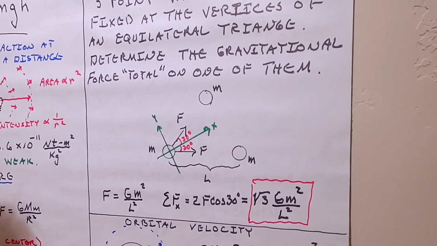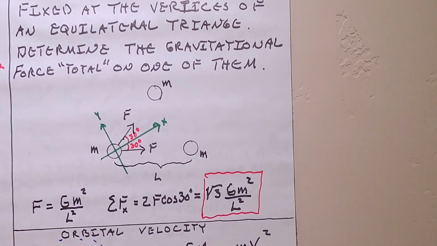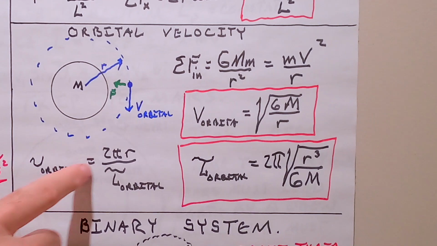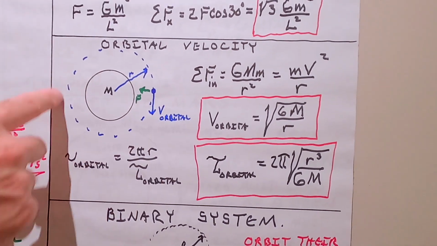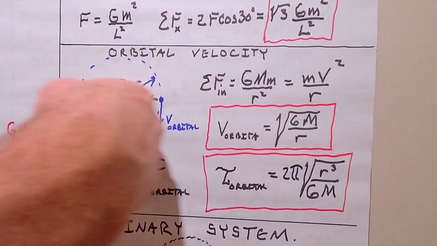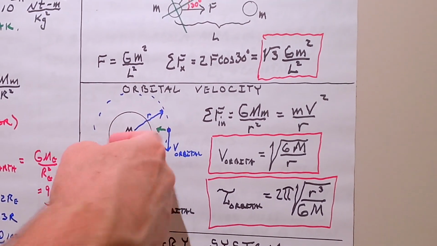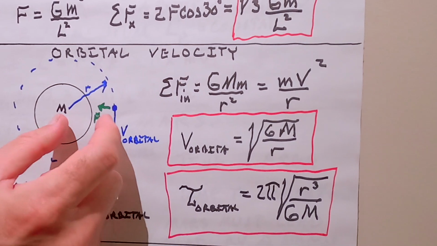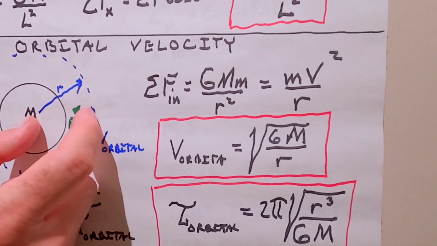So, okay. Well, let's look at orbital. Let's say we have the Earth and we have something orbiting the Earth right here. Well, if you have something orbiting the Earth, the only force we have is the inward force of gravity, which is that right there, where r is the distance from center to center.